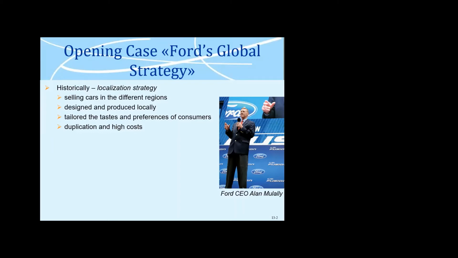So at the time, Ford company was implementing and focused on a localization strategy. And this strategy was based on the assumption that customers located in different regions had different tastes and preferences. So this required considerable local customization. For example, we all know that Americans love big and large cars, so they love having their trucks, while Europeans prefer smaller cars, more fuel efficient cars.